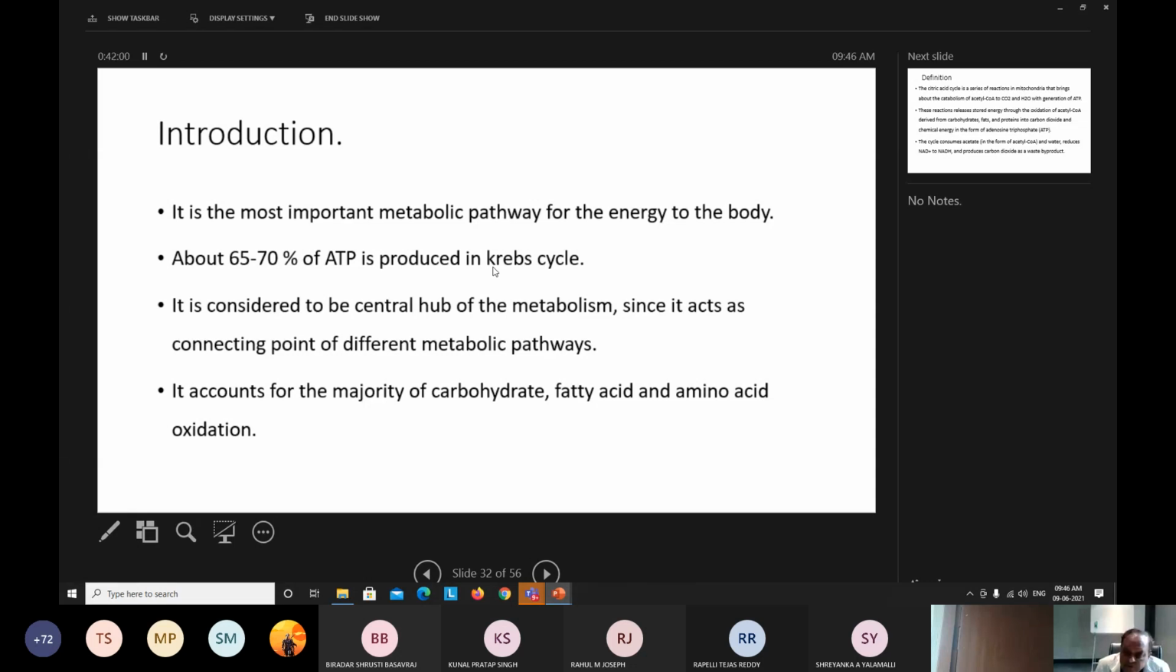Just assume that there is a circle in the city wherein various other different roads come and join there. That way the citric acid cycle or the Krebs cycle is like a circle wherein different pathways come and join together. It accounts for the majority of the carbohydrate metabolism and amino acid oxidation. This is the importance of the citric acid cycle or Krebs cycle.